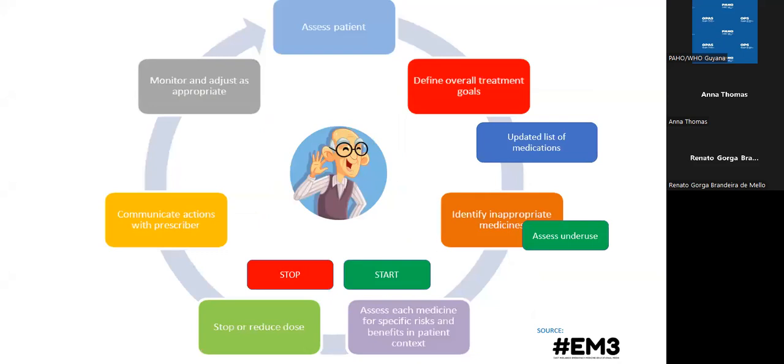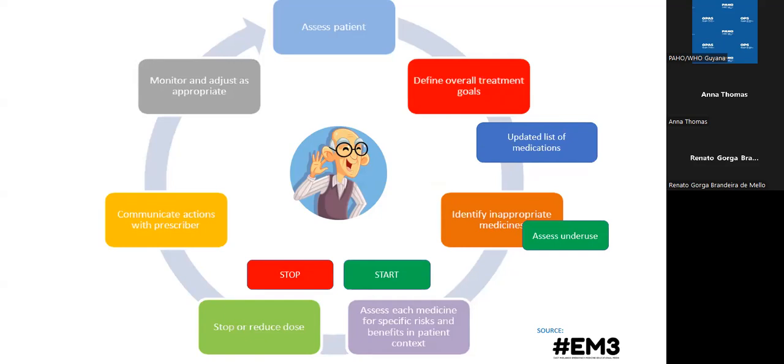Here is a happier vicious circle, a positive vicious circle. Assess the patient, define overall treatment goals. Always keep an updated list of medications. Educate patients to have an updated list of medications. Encourage patients to bring all prescribed and unprescribed medications to an appointment. Identify inappropriate medicines, but never forget to assess underuse as well.